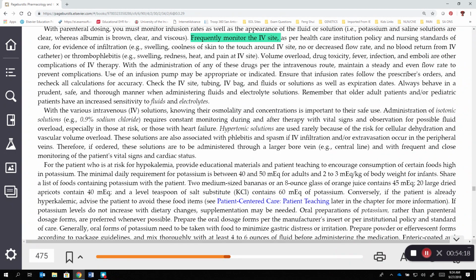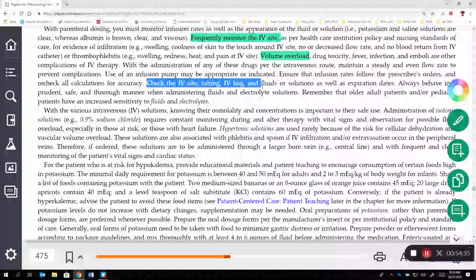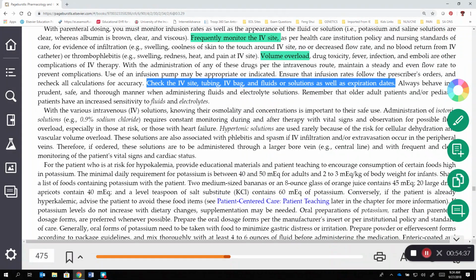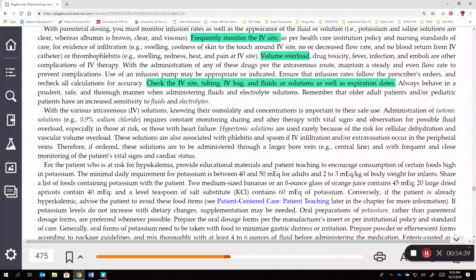For thrombophlebitis, no blood return, things like that. You need to monitor for volume overload when you're giving IV fluids. Here it is again. Check, how many times can they say? Check the IV site and then tubing, IV bag, or fluids, as well as expiration dates. Your fluids should be crystal clear. They're called crystalloids, crystal clear IV fluids.